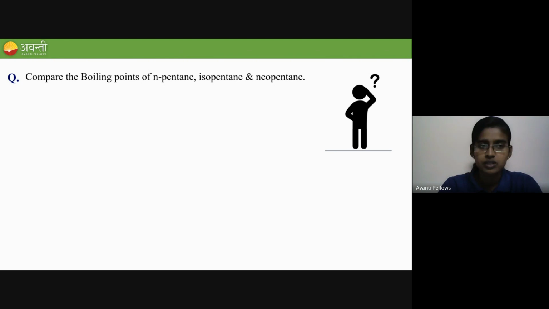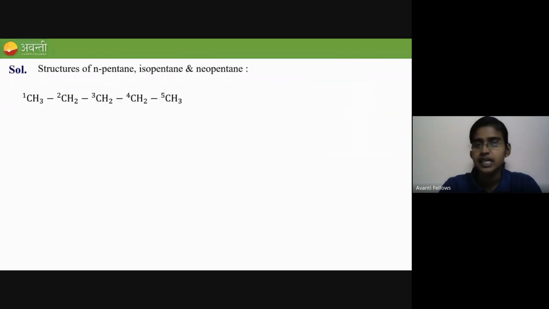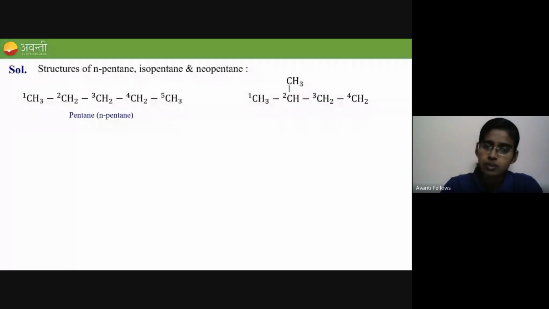So the first compound, this is n-pentane because it has 5 carbon. Right, it is n-pentane. The second is 2-methylbutane. 2-methylbutane is called isopentane. Isopentane is the common name. 2-methylbutane is the IUPAC name. And neopentane is the common name. What is the IUPAC name of neopentane?